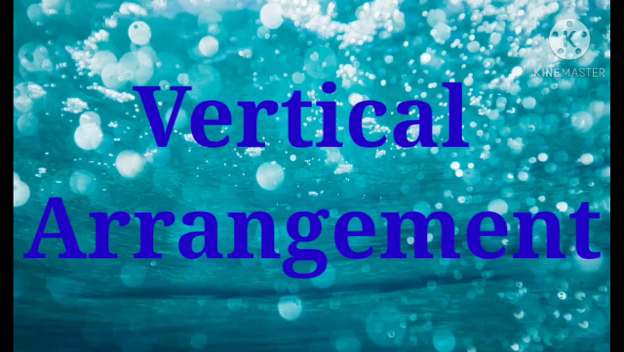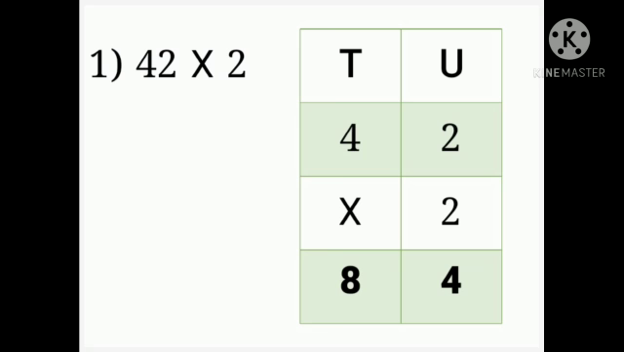Now, let's see multiplication in vertical arrangement. 42 multiplied by 2. Draw the column properly, writing units and tens. Starting from units place. 2 multiplied by 2 is 4 and 2 multiplied by 4 is 8. Therefore, 42 multiplied by 2 is 84.